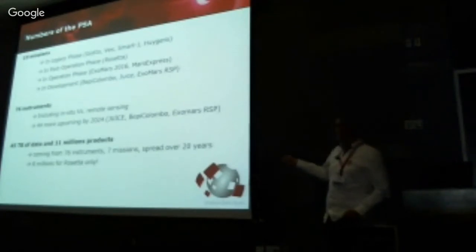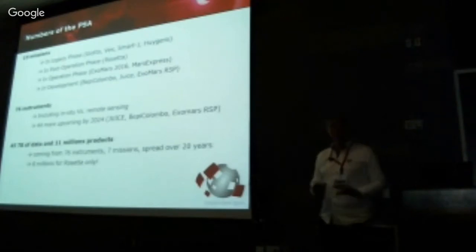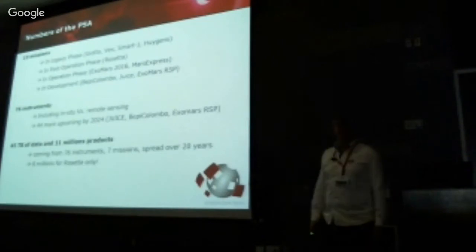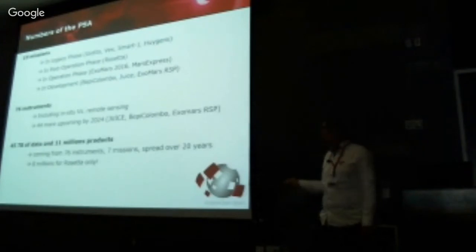We have about 45 terabytes of data with 11 million products. The key difference with respect to the PDS is that the data is all in one spot. We put everything in the same place here. That's something that we learned over the years. There are 8 million products only for Rosetta, which has been so far the main provider for the archive itself.